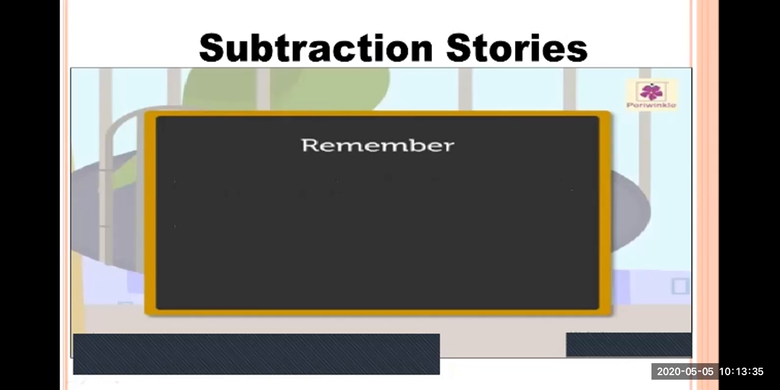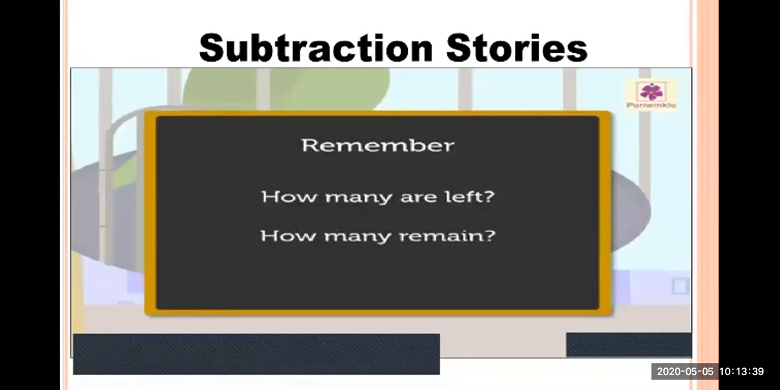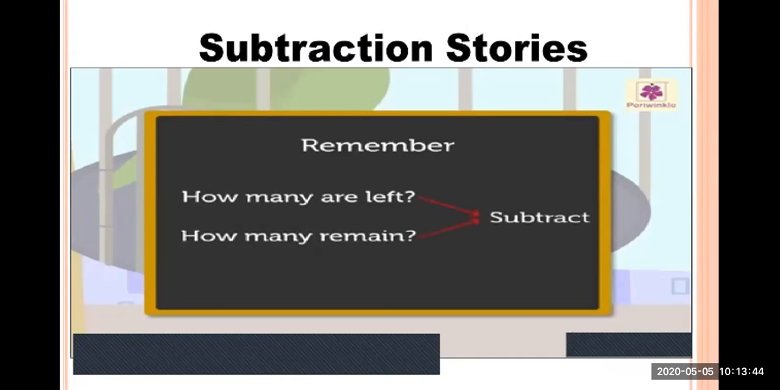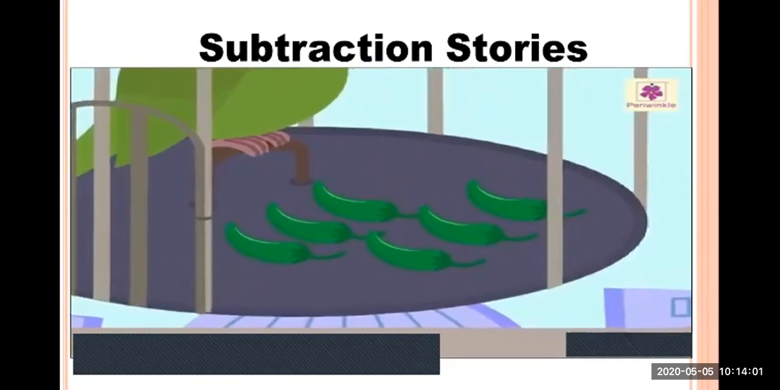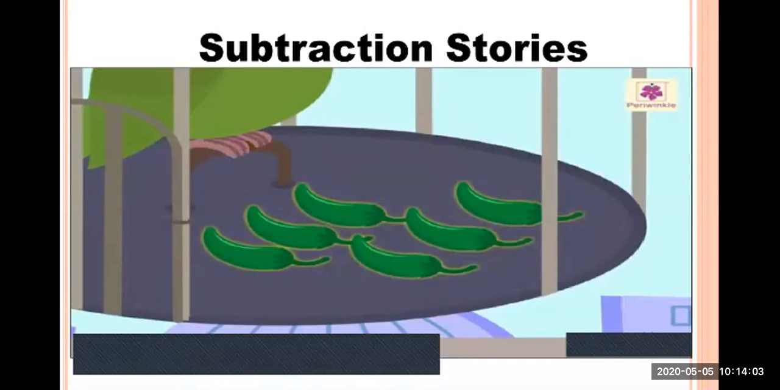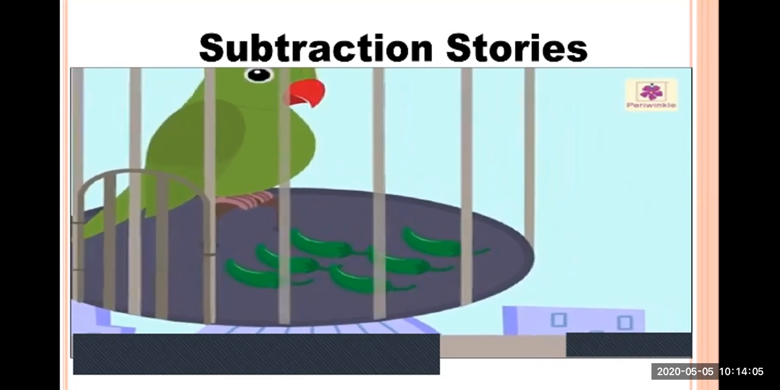Remember, when the words how many are left or how many remain come in the story, then we have to subtract the numbers given in the information. These are the clue words for subtraction: left and remain. 7 chilies minus 1 chili is equal to 6 chilies. There are 6 chilies left. And we found the answer.